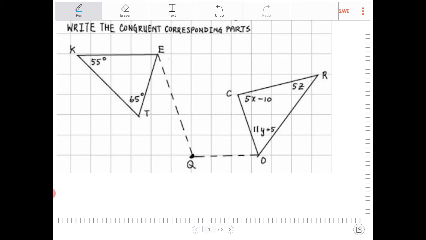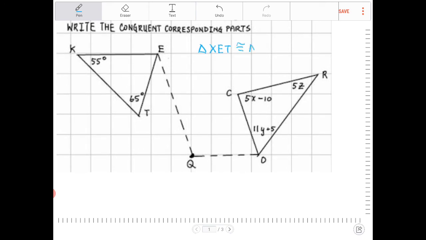Okay, now these two triangles underwent a rotation, again not specified but doesn't really matter. Triangle XET is congruent to triangle, what is it going to be? ROC. And again, just as long as you get the corresponding parts correct.